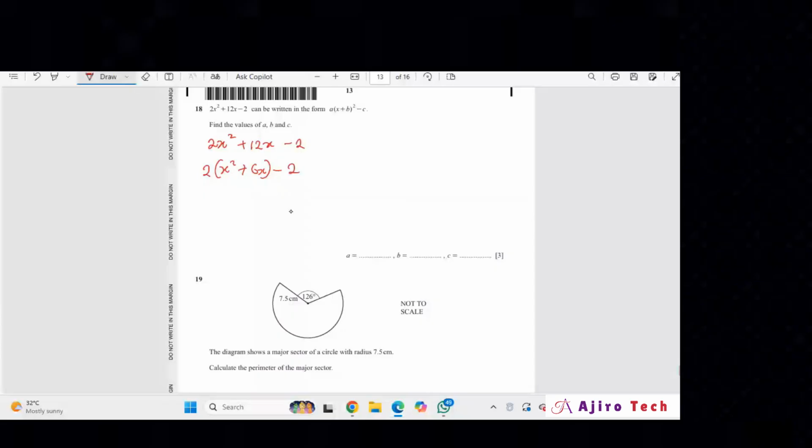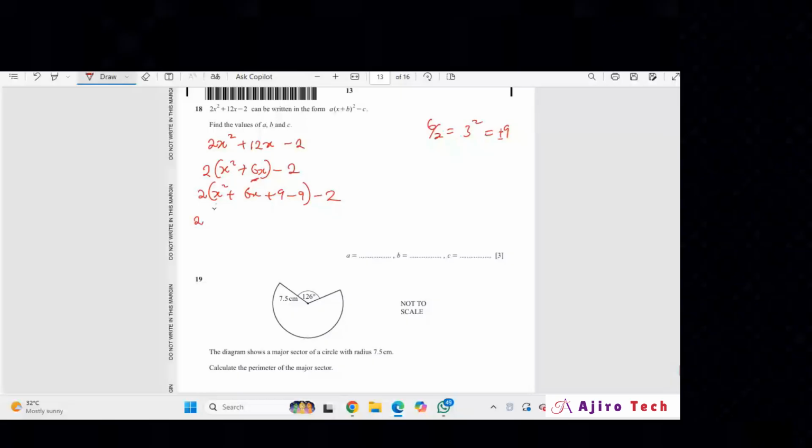So we're going to take the coefficient of s here, which is 6. 6 divided by 2 is 3. 3 squared is 9. That will give us plus or minus 9. So now I'm going to do 2 open brackets s squared plus 6s plus 9 minus 9. I'm going to add it here to this factor. Then I have minus 2. So this is what I'll have. From here, you can simply open the bracket.